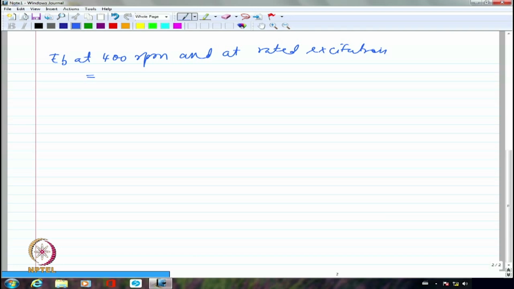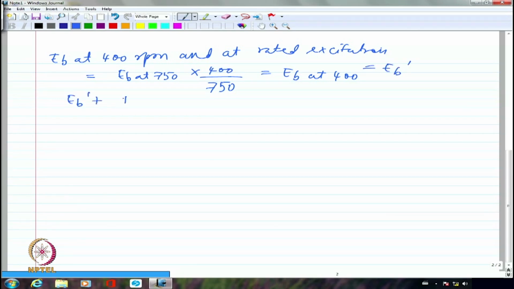See, even if you had done it that way, I could not have questioned. Or if you try to do it as EB at 750 multiplied by 400 divided by 750, that will give me EB at 400. I can do it that way too. If I call this EB dash, then I can say EB dash plus IA dash RA, where IA was whatever I calculated using the torque constant. So this will give me VA at 400 RPM.